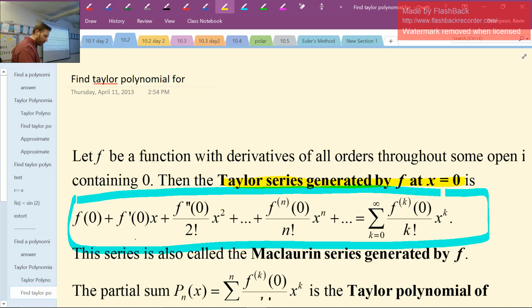And so notice what we have. We have f of 0. We have the derivative at 0. We have the second derivative at 0 divided by 2 factorial x squared. Do you see that this is exactly the thing that we just started the lesson with today? Right, it's the next derivative evaluated at 0 divided by n factorial.